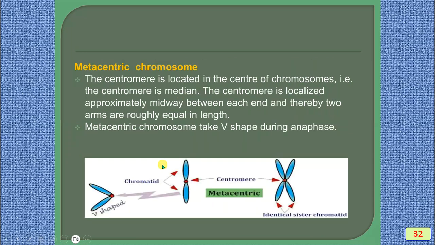Acrocentric, then metacentric. Metacentric means the centromere is median. The centromere is localized approximately midway, and thereby the two arms are roughly equal in length. So these take a V shape during anaphase. Here you can see the chromatids, especially how they pull their arms.